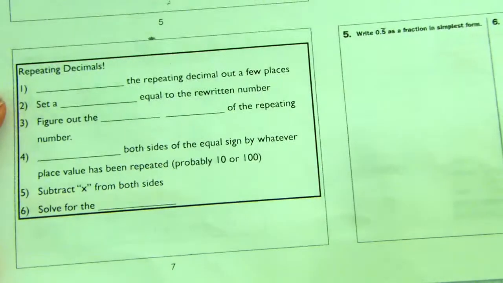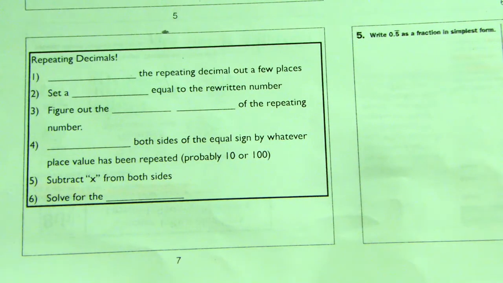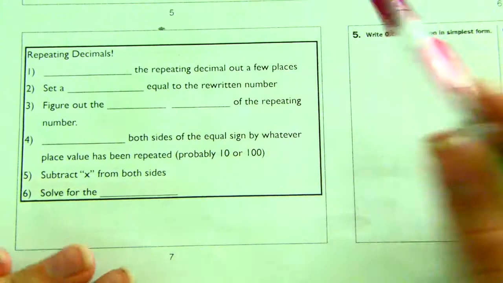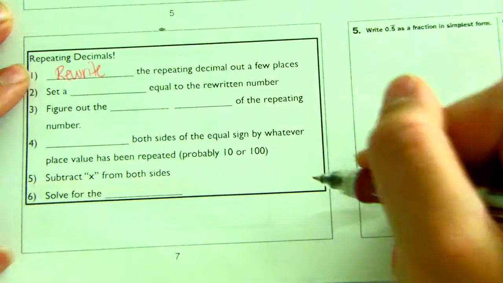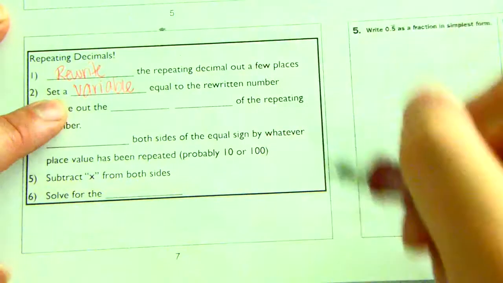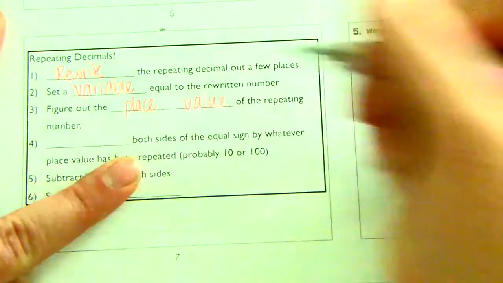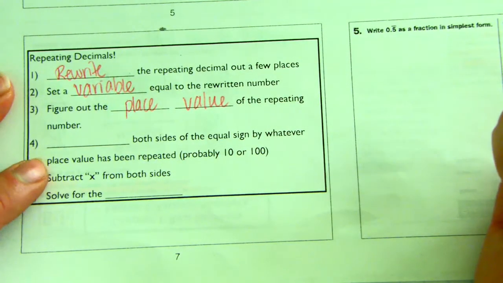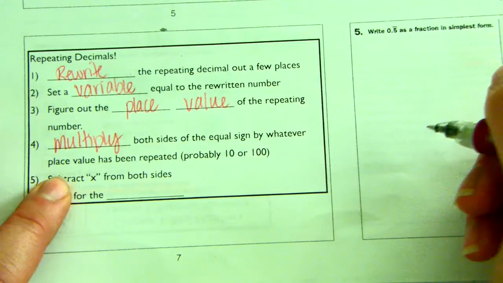We're moving on to some decimals that are repeaters, but we have to rewrite the repeating decimal as a fraction, which is different than what we just got done doing. So here are some steps that I've come up with that seem to help. So I would rewrite the repeating decimal out a few places, set a variable, that's a letter, equal to the rewritten number, figure out the place value of the repeating number, and you'll see what I mean in a second. We're going to multiply both sides of the equal sign by whatever place value has been repeated.